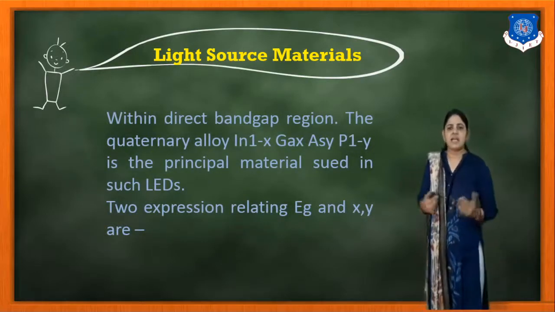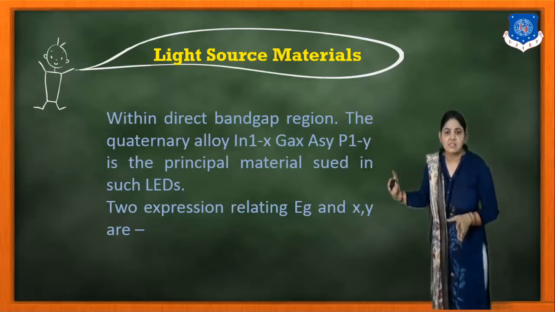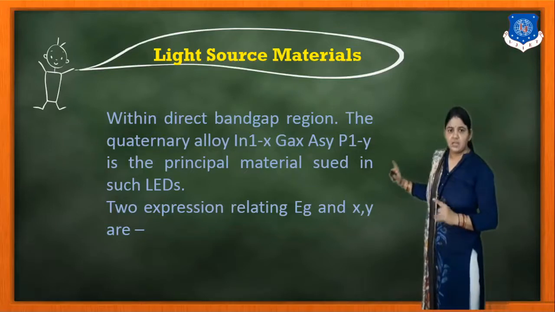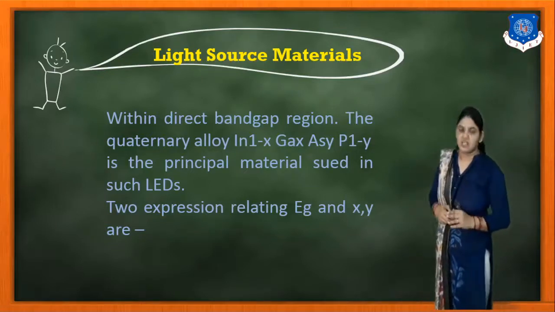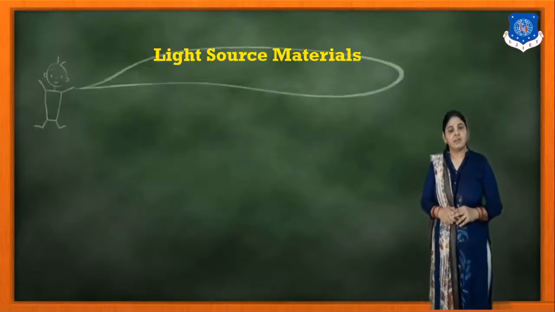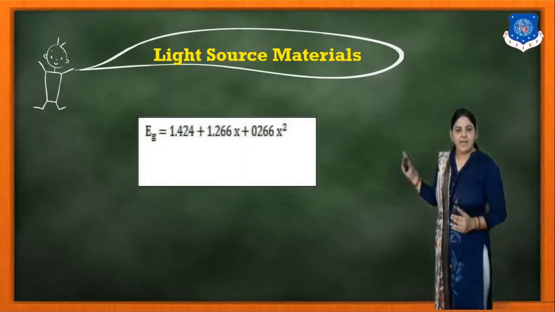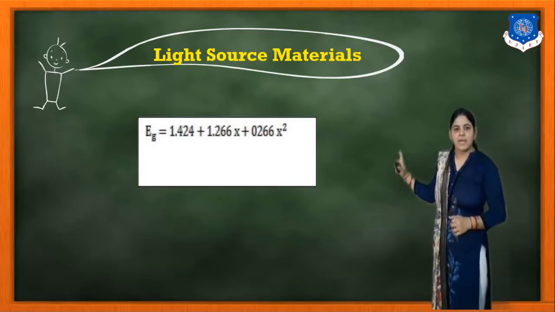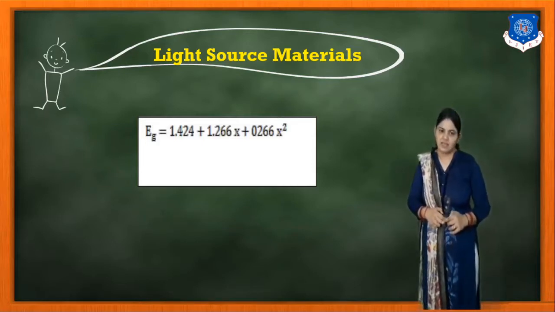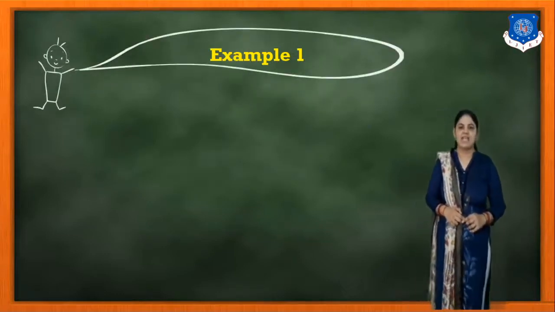Within the direct band gap region, the quaternary alloy In1-xGaxAsyP1-y is the principal material suited for such LEDs. The two expressions relating Eg and x, y: Eg = 1.424 + 1.266x + 0.266x². So this is the equation for the band gap energy. Now, using this, we will solve the examples.